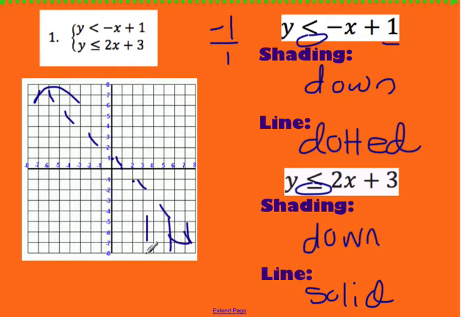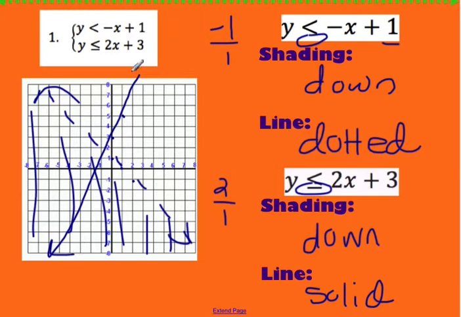What I like to do is draw a little bit of spaced lines so that I know kind of where the shading is supposed to be. Now let's graph the second line. For the second line, we're crossing at 3, and then my slope is 2, which really is the same as 2 over 1. So I'm going up 2 and over 1. Now I'm going to connect that with a solid line, and from there, again, I'm shading down.